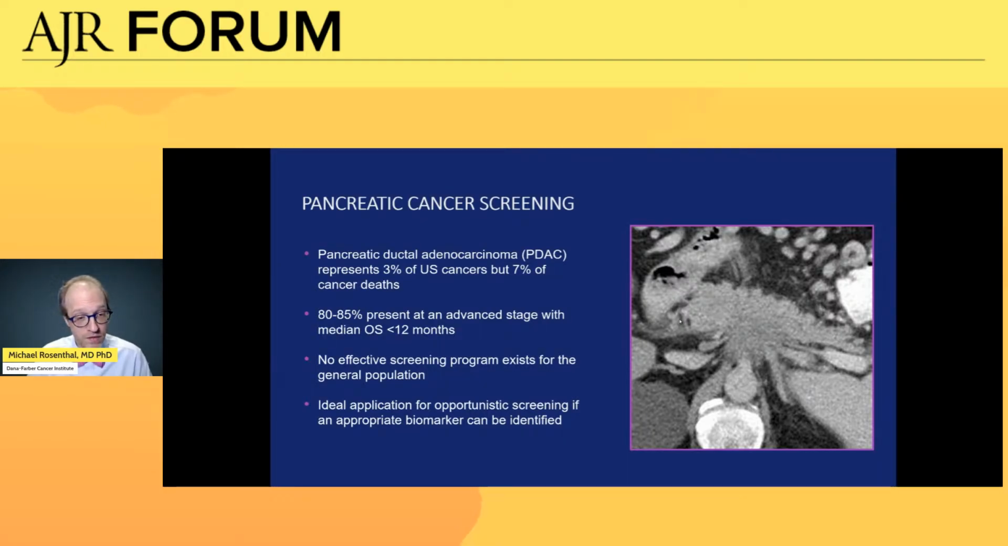Right now, there's no effective screening program for the general population. There's no screening recommended for the general population. We do have screening programs like CAPS for high-risk individuals who have familial or genetic histories that predispose them to developing pancreatic cancer, but that doesn't extend beyond these very limited high-risk groups that represent less than 10% of all of the pancreatic cancers. This is really a perfect opportunity for opportunistic screening if we can find an appropriate biomarker.